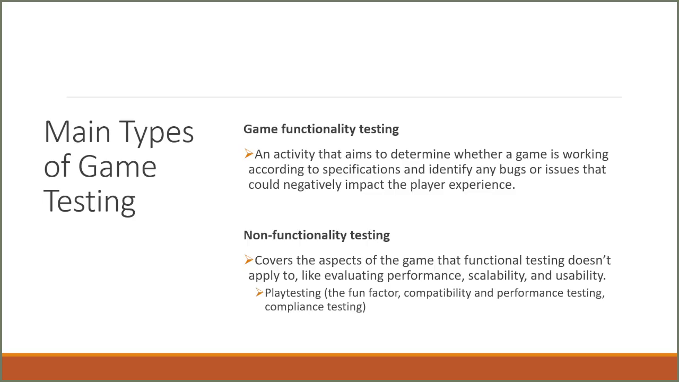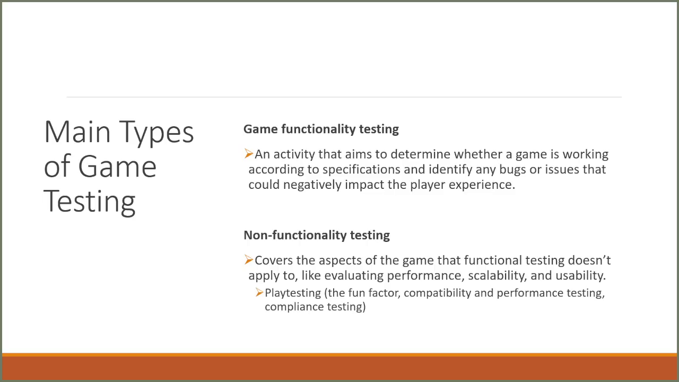When we do functionality testing, we look at different things such as collision testing, making sure the player doesn't fall through the floor or walk through the walls, for instance. We can test our save and load functions, making sure the progress isn't lost as a player goes through the game.